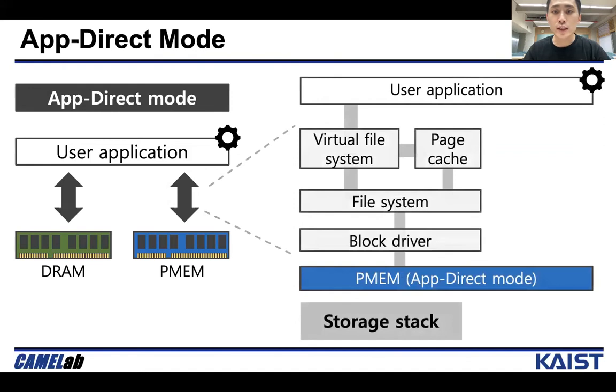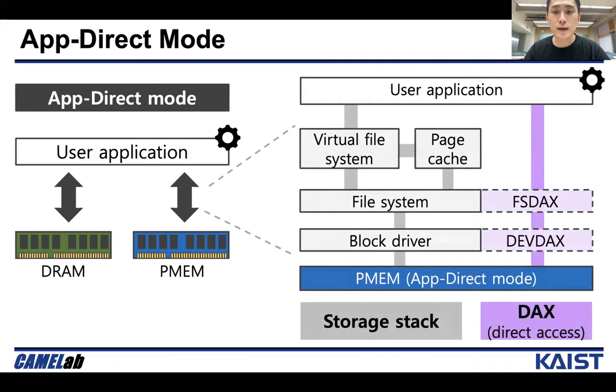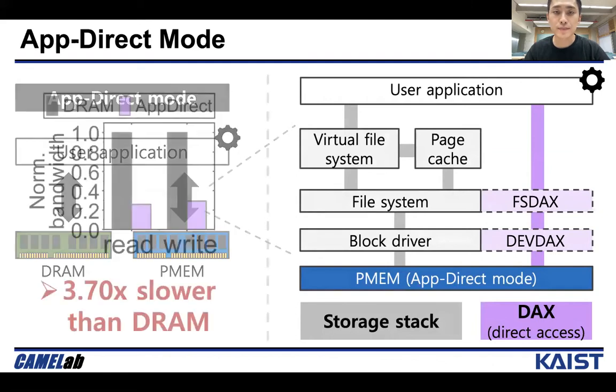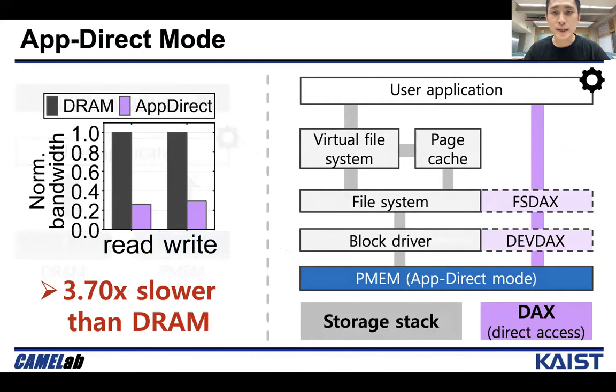When a user application runs on app direct mode PMEM, it is required to utilize either the conventional storage stack or PMEM-optimized system software. The state-of-the-art techniques are converged into DAX, which removes most software interventions imposed by the storage stack. However, DAX also exhibits 3.7 times slower performance than DRAM due to the long latency of the PMEM device.